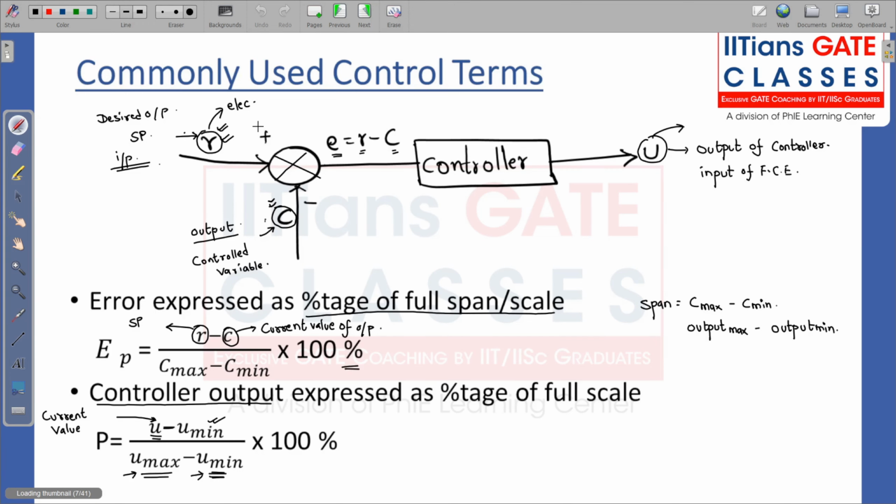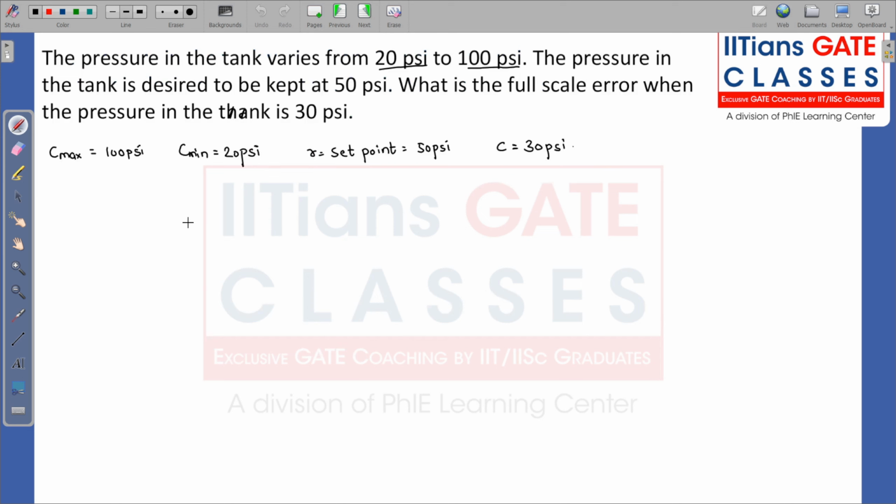We know the error formula, expressed as percentage of full scale, is given by R minus C divided by C max minus C min, into 100. So the error is equal to 50 minus 30 divided by 100 minus 20, into 100. So this will be 20 divided by 80 into 100. This is actually 25%. Very simple question, a previous year GATE question. This is what we have.